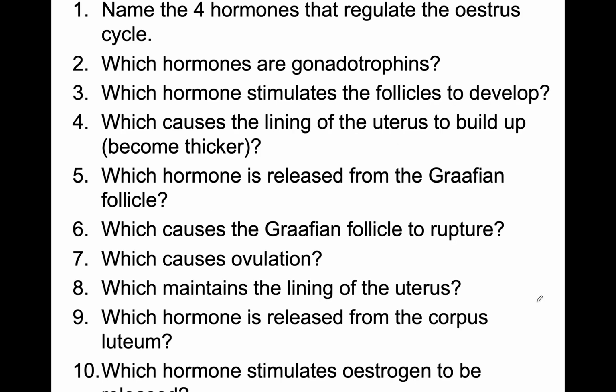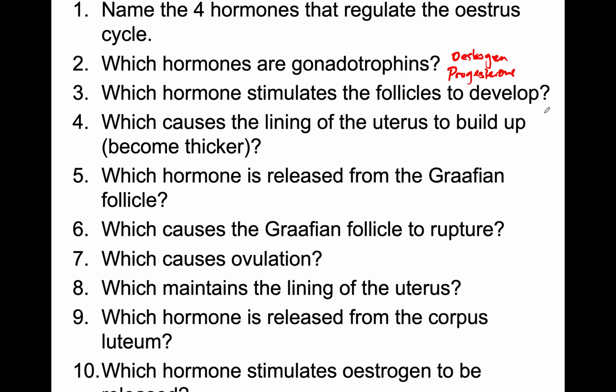Okay, so we have some questions here. The 4 hormones that regulate the Oestrous cycle: FSH, LH, estrogen, and progesterone. Which ones are produced by the ovaries? So they are estrogen, I can't spell, there's an R in there, and progesterone.